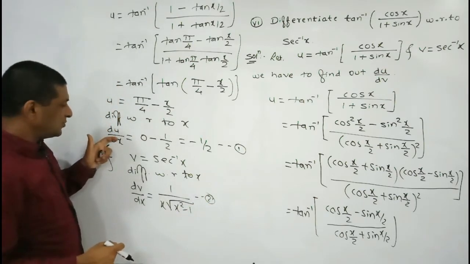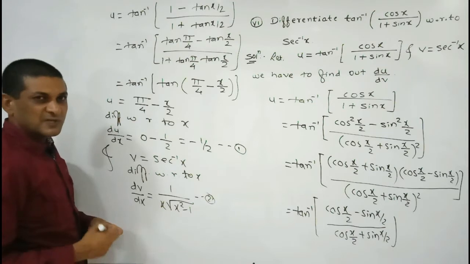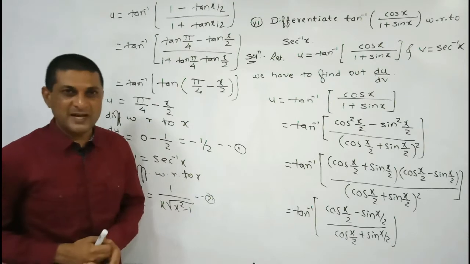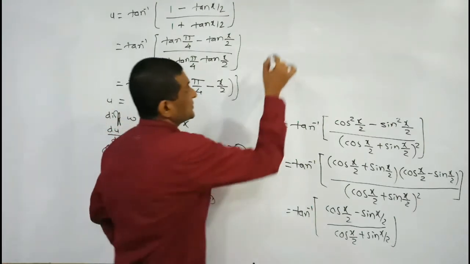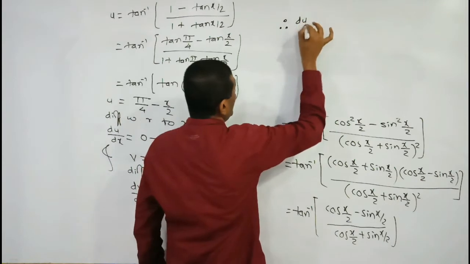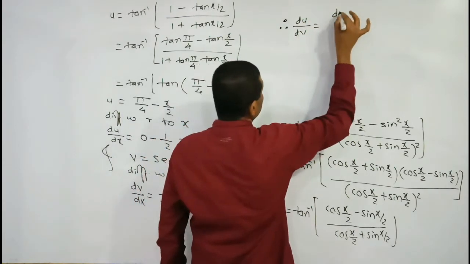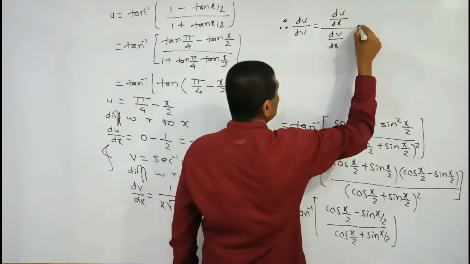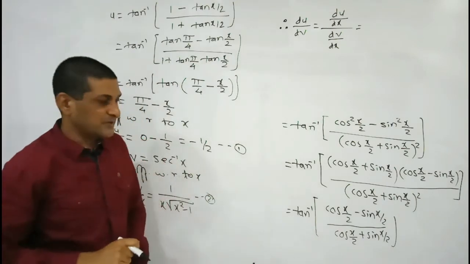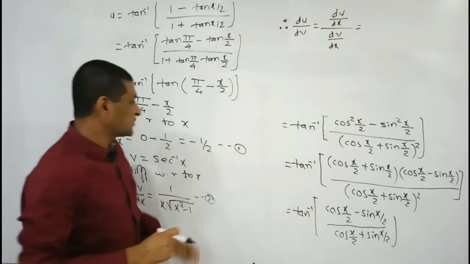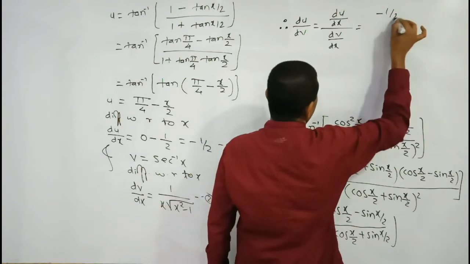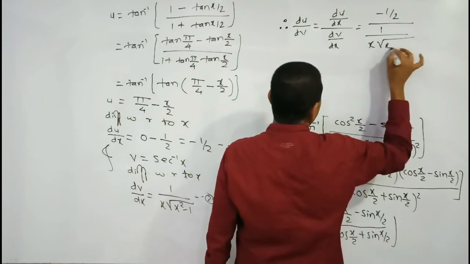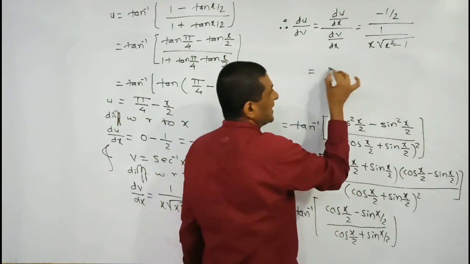Once the values of du upon dx and dv upon dx are known to us, applying the formula of differentiation of parametric function, we are able to find our required value. So let us try to find our required value. Therefore, du upon dv can be written as du upon dx divided by dv upon dx, which is nothing but the formula to find the differentiation of parametric function. What is the derivative of u? That is minus 1 by 2. So replace the numerator by its value minus 1 by 2 and the denominator by its value 1 upon x under root x square minus 1. So which is equal to minus 1 by 2, keep it as it is.